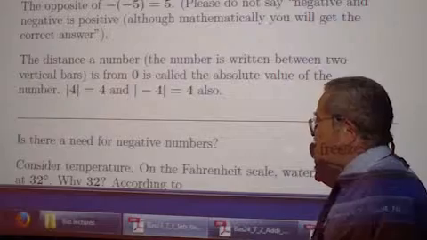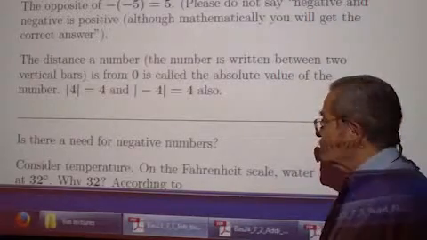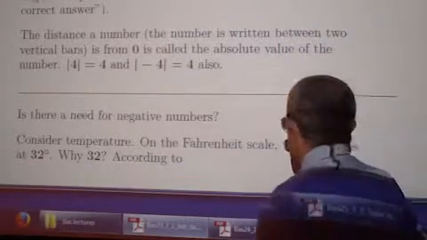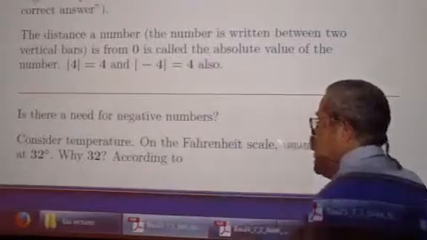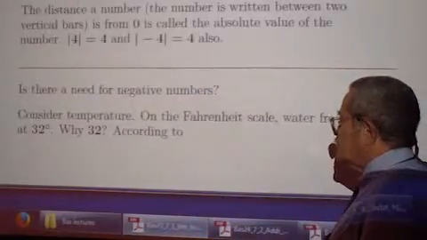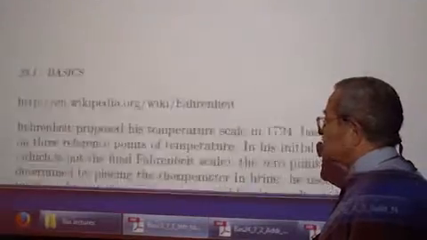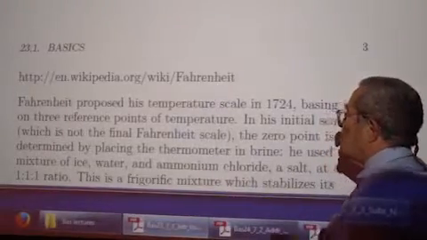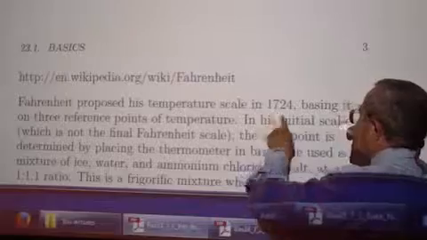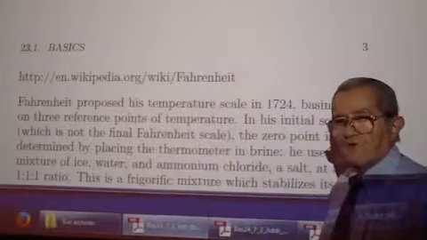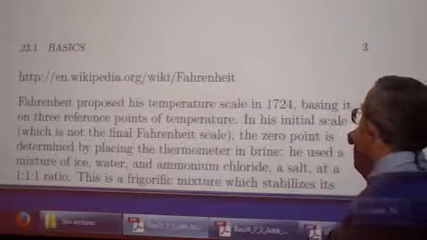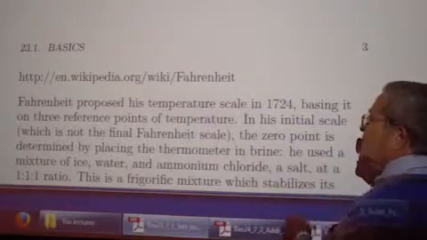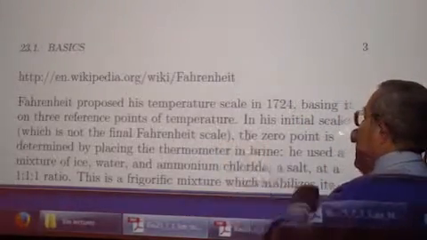Is there a need for negative numbers? Consider temperature on the Fahrenheit scale. Water freezes at 32 degrees. And why 32? Here's a little bit of history. Fahrenheit proposed his temperature scale in 1724, about 300 years ago, basing it on 3 reference points of temperature.